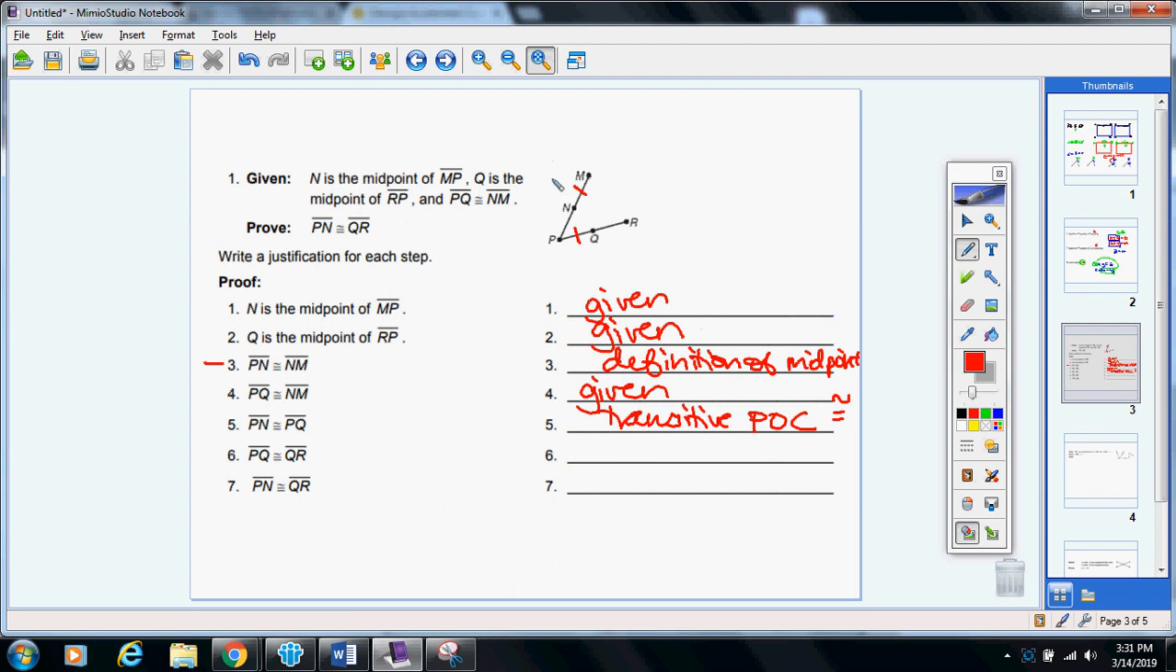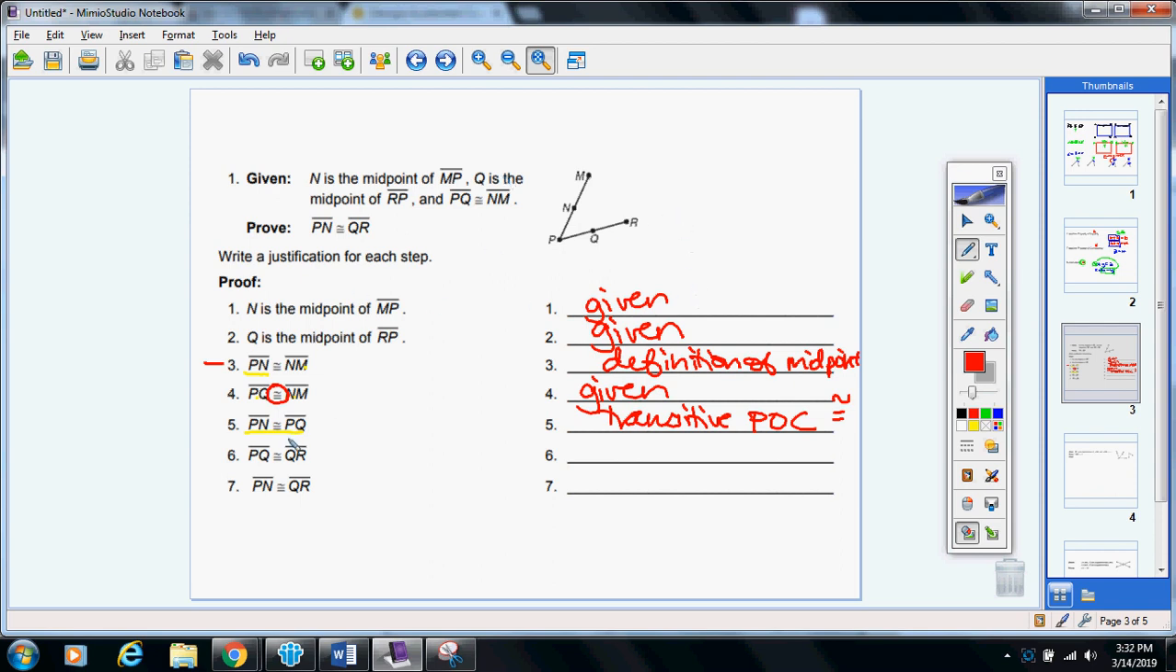But here's how we know that. You can look at the picture and say, well, if this segment's congruent to this one and these two are congruent to each other, then these two have to be congruent to each other. That's one way of looking at it. Or you can look at the letters. If PN equals NM, and PQ equals NM, then PN equals PQ. That's the transitive property of congruency. And we have to use the congruency symbol here. We can't say transitive property of equality because we are using the congruent symbol. Substitution is only with equality, so it has to be transitive property.